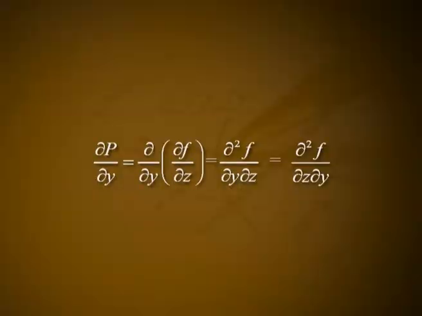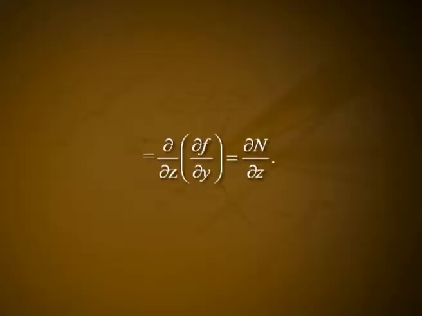Hence, we have the following: ∂P/∂y is equal to ∂/∂y of ∂f/∂z, which is equal to ∂²f/∂y∂z, which is equal to ∂²f/∂z∂y, as continuity of first partial derivatives implies that the mixed partial derivatives are equal, which is equal to ∂/∂z of ∂f/∂y, which is equal to ∂N/∂z. The other two equations in 4 are proved similarly. The second half of the proof, that equation 4 implies that F is conservative, is a consequence of Stokes' theorem and is omitted here. Example 5.